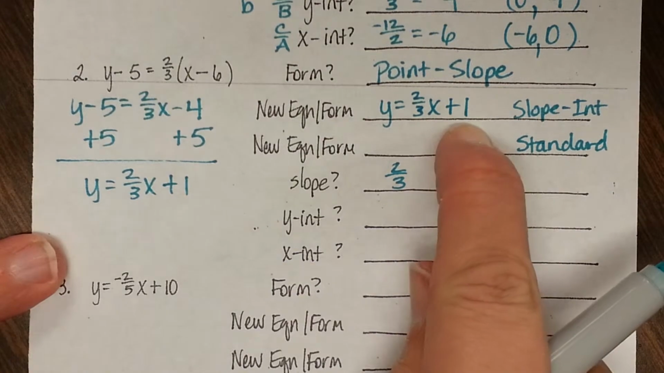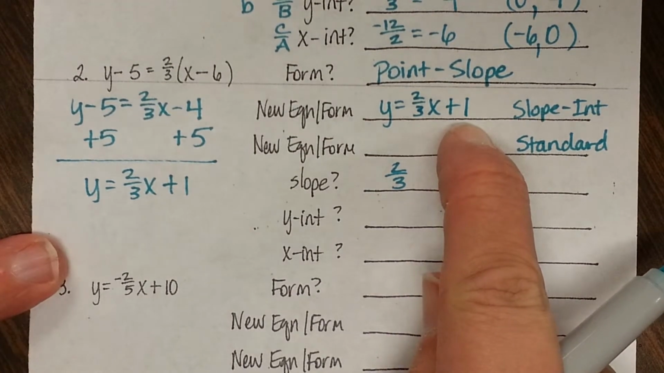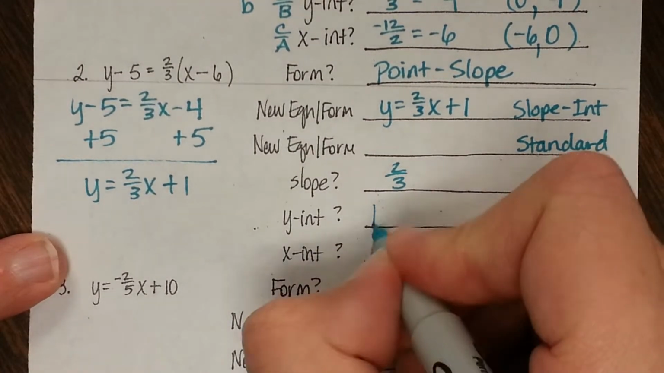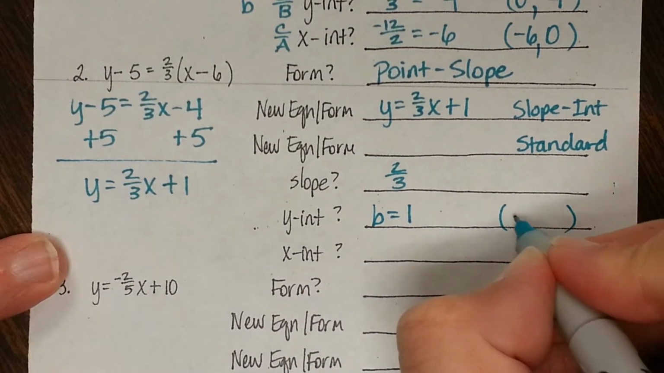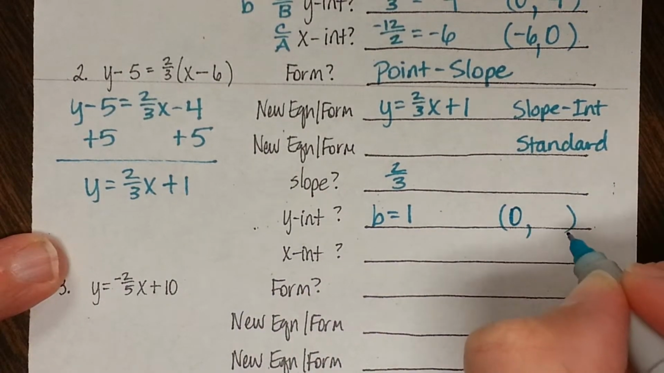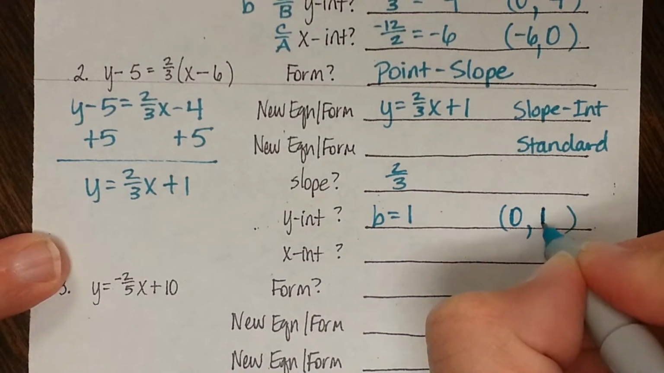Notice now I know what my y-intercept is. My y-intercept is at positive 1. So down here, my y-intercept is 1. Or if I was writing it as an ordered pair, since it's a y-intercept, it has an x of 0 and a y of 1.